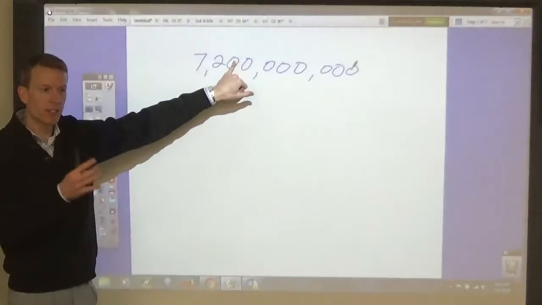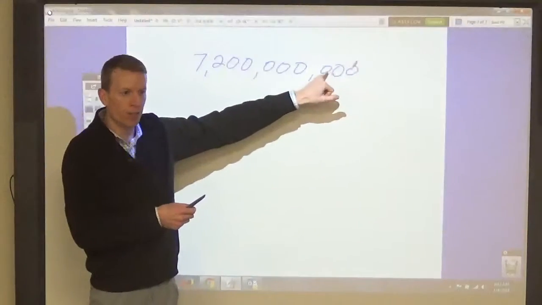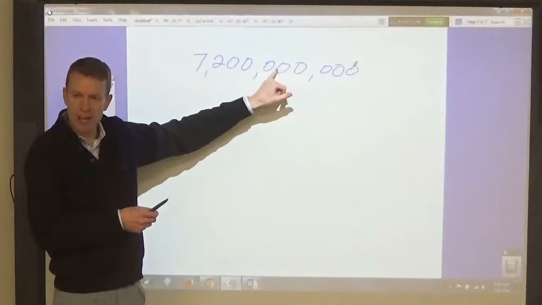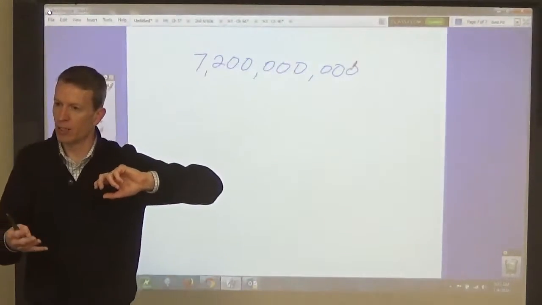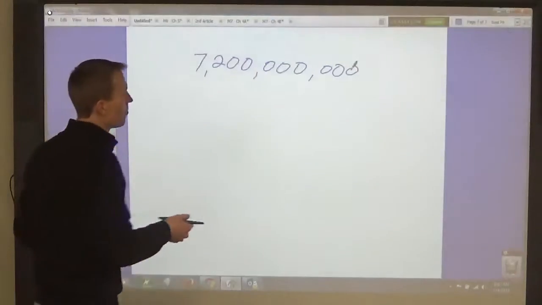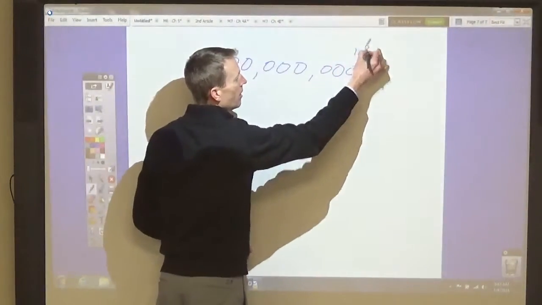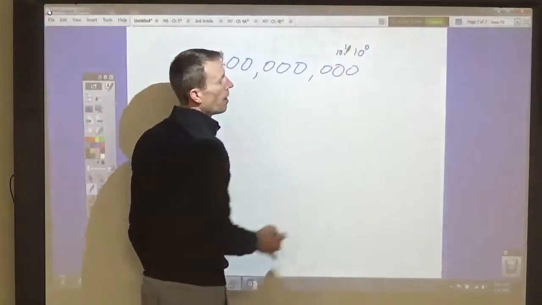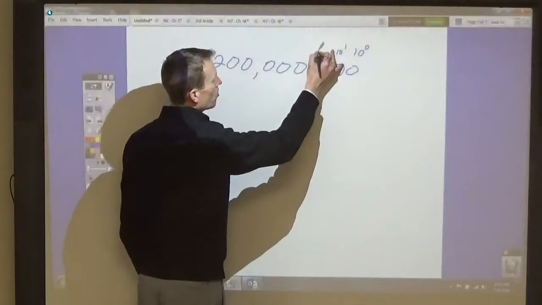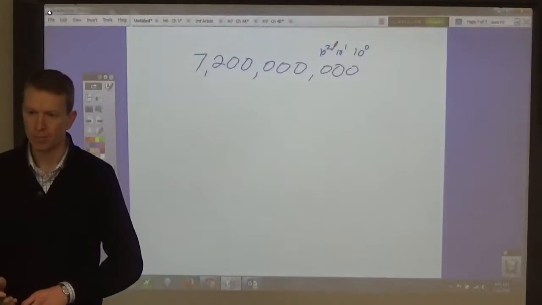Because our number system is in base 10, meaning that each time you move to the right or to the left in a place value, it's either 10 times bigger or 10 times smaller. So the ones place is 10 to the 0 power, the tens place is 10 to the first power, and the hundreds place is 10 to the second power. We already know that about exponents, right?